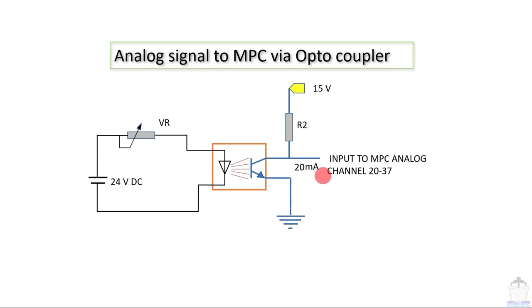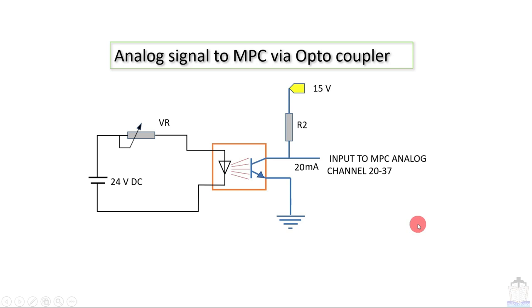So, I hope this much is clear that how a digital and analog signals is getting transmitted to the MPC with help of the galvanic isolation. That means if something goes wrong in this left side of system, it is not going to hamper our MPC, which is very costly. Only the optocoupler part will be damaged, and that can be easily replaced.